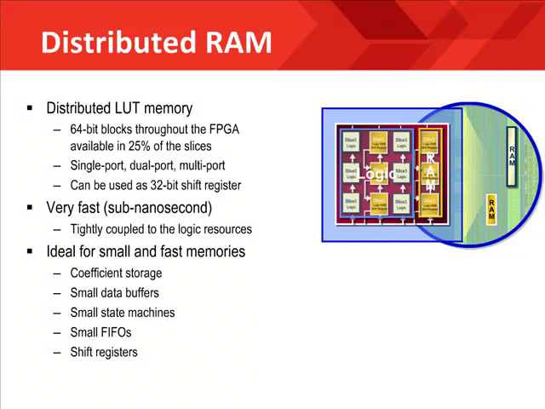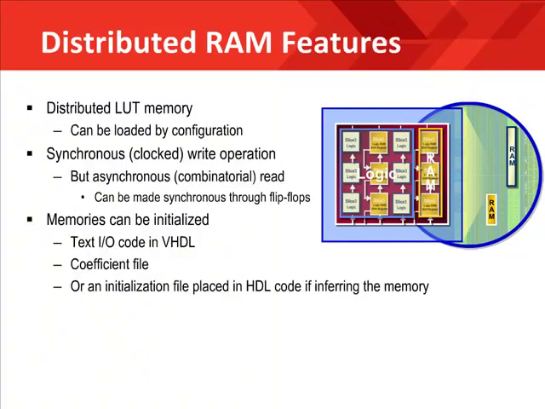Likewise, the LUT can be programmed as a 32-bit shift register. Distributed RAM is useful for building coefficient storage, small data buffers, small finite state machines, and small FIFOs. As I mentioned, distributed RAM can be initialized during configuration, so your FPGA can start with your memories preloaded.